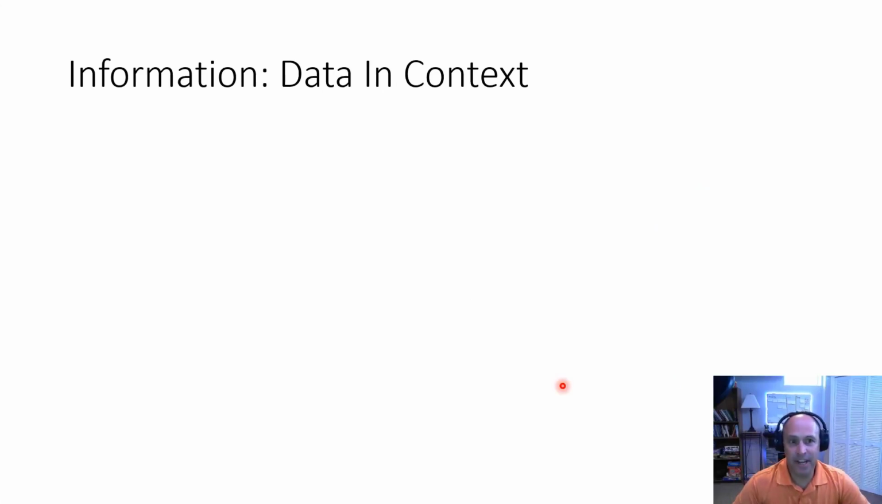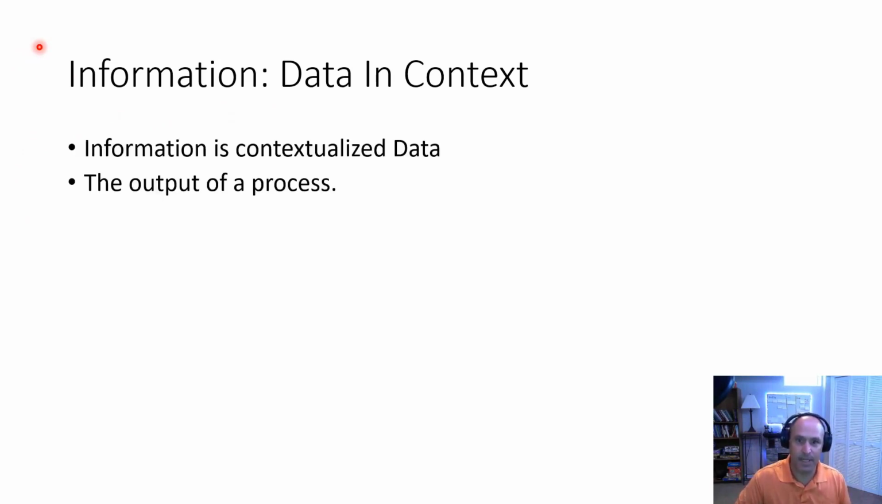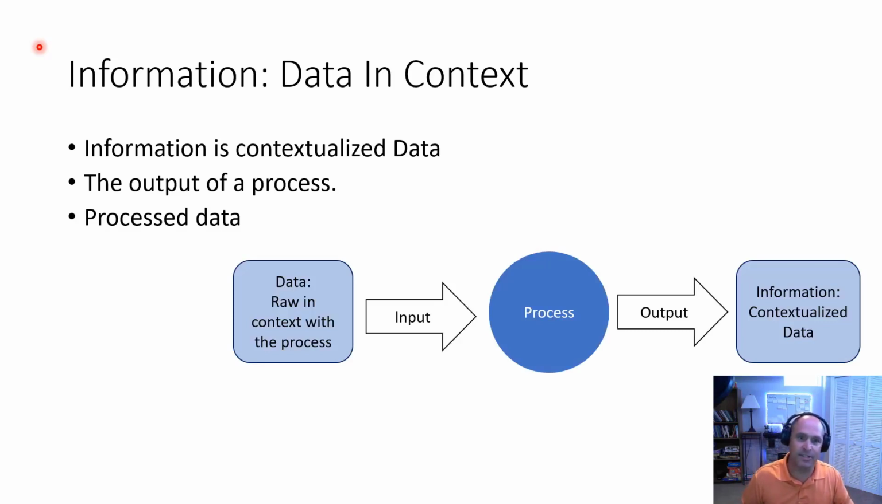Now that we've defined data, let's take a moment to define information. Information is basically contextual data, that is, data in context. It can be the output of a process. Information can also be thought of as processed data. So when you first learn to program a computer, we talk about inputs, and then the program is processed, and then you have output. So let's put data in context with that.